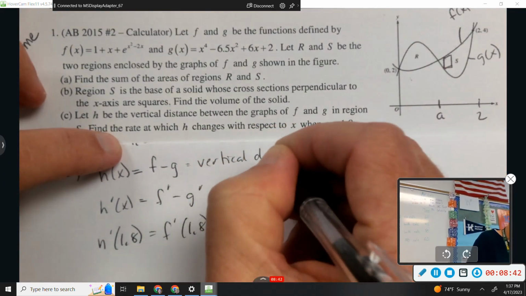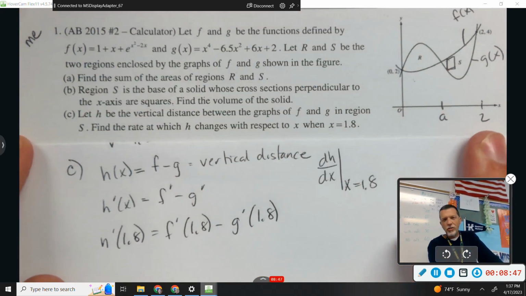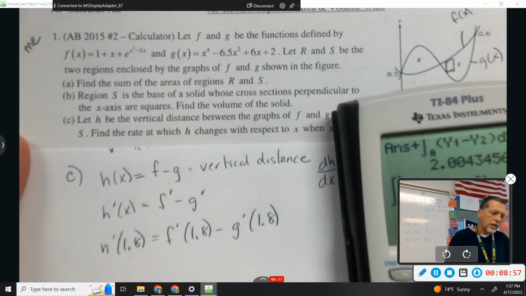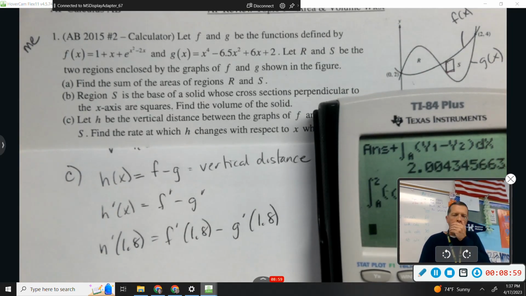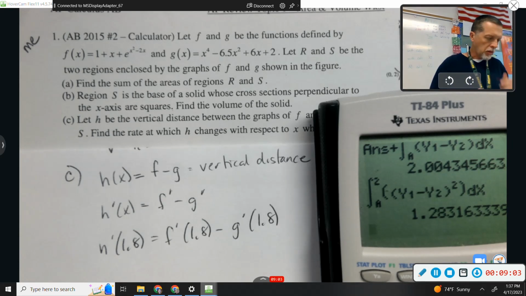So the key step there was recognizing that they described this strangely, but vertical distance is just top minus bottom. When they say rate of change, that's a derivative. I guess it's just testing that you understood the vocabulary as much as anything.